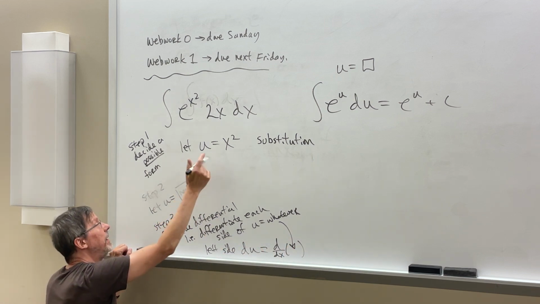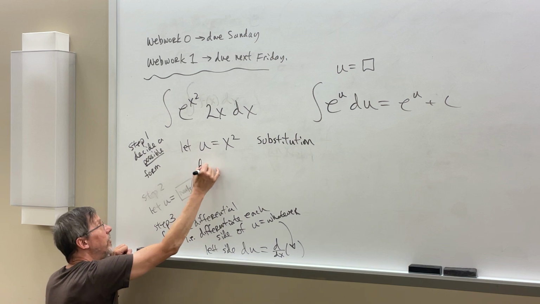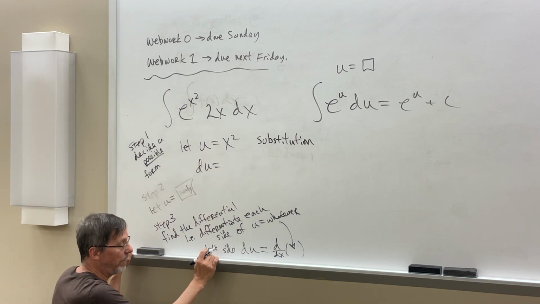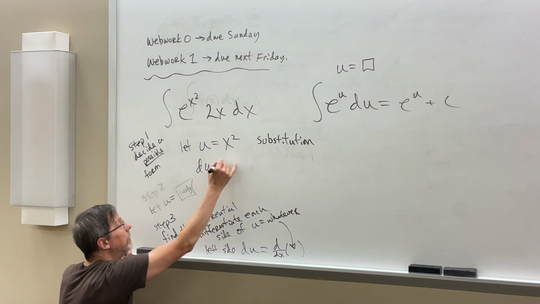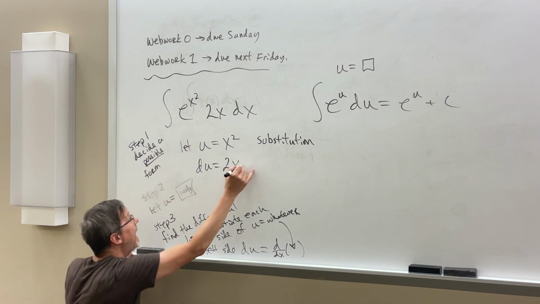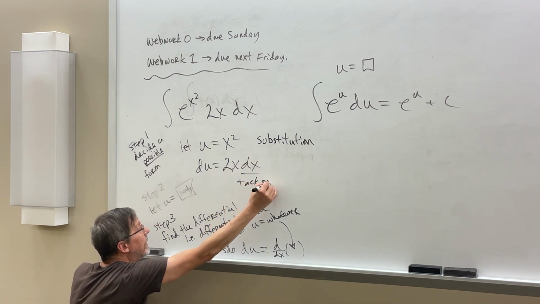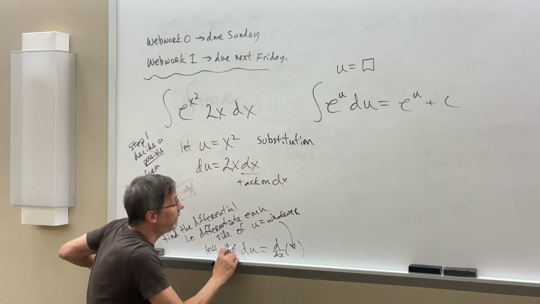So coming back up here, left side goes to du, always. Right side, what's the derivative of the right side? And with respect to x? 2x. 2x, yeah, power rule, beautiful. And I tack on a dx. But otherwise, it's just taking the derivative.